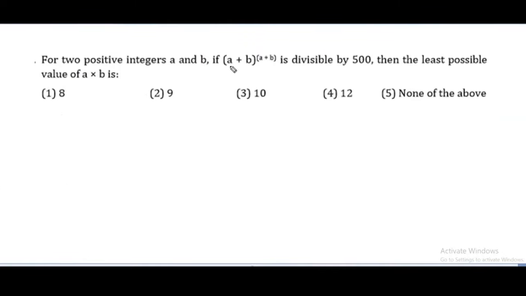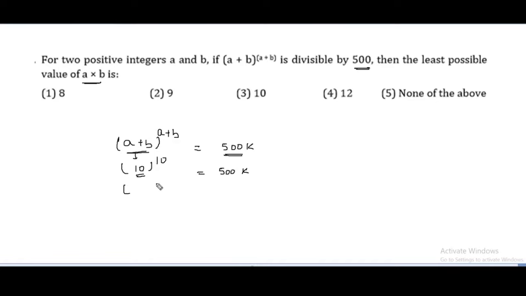Two positive integers a and b. If a plus b raised to the power a plus b is divisible by 500, then the least possible value of a into b is, that should be a multiple of 500. Now, the sum of two positive integers can give a multiple of 500 only when the sum is at least 10. Then only 10 raised to the power 10 can be a multiple of 500.